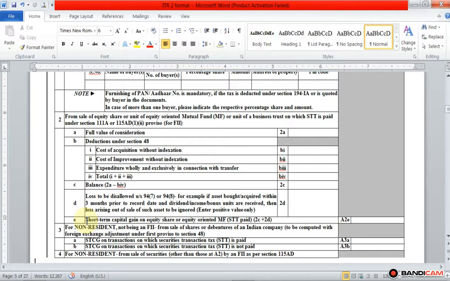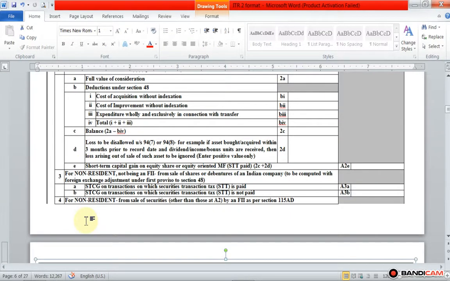Then deduction under section 48, same deduction. Then balance. Okay, then we get a short-term capital gain on equity shares. Okay, first of all we studied the short-term capital gain of immovable property. Now we study the short-term capital gain in respect of equity shares.